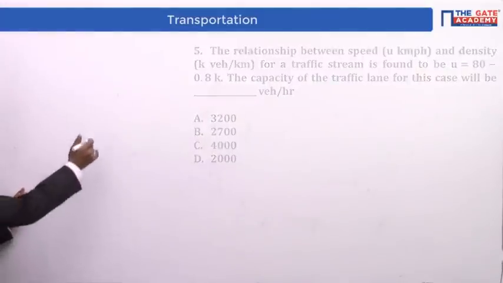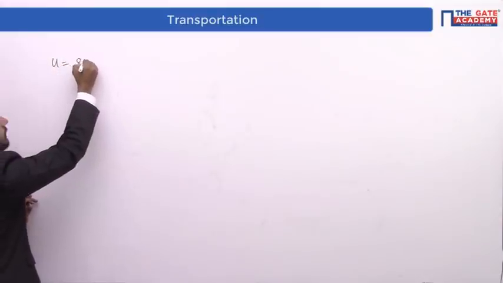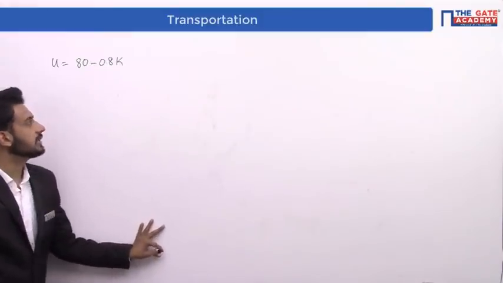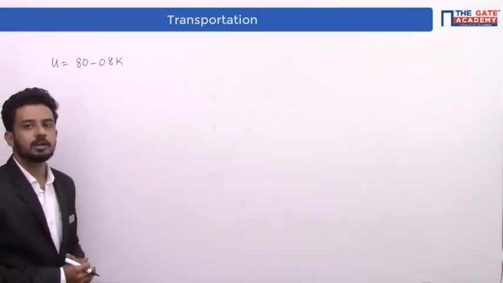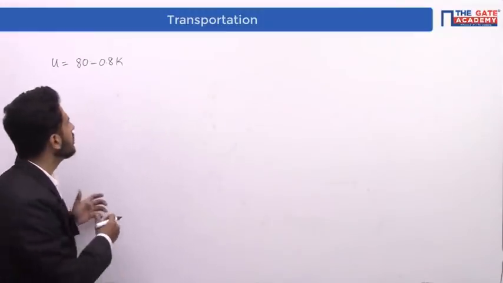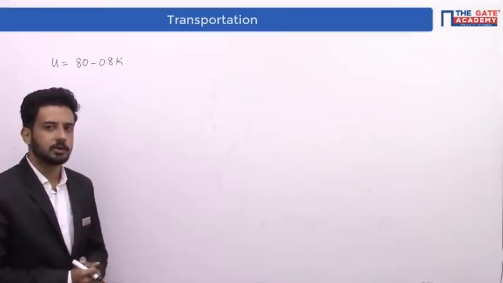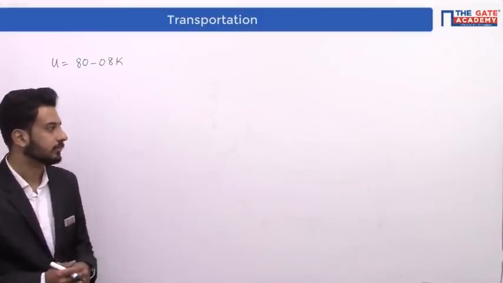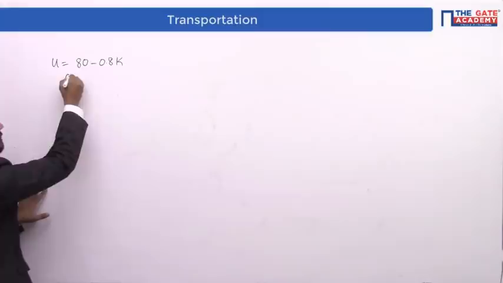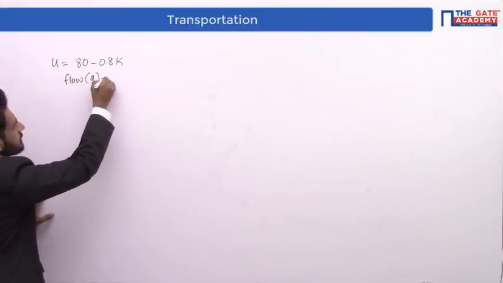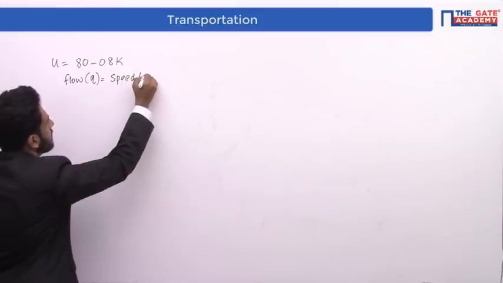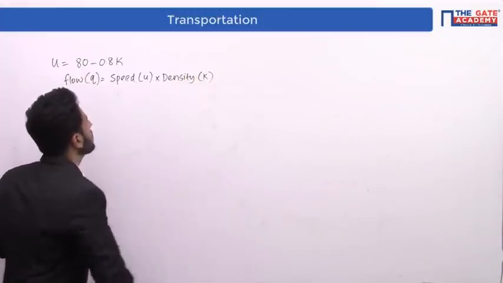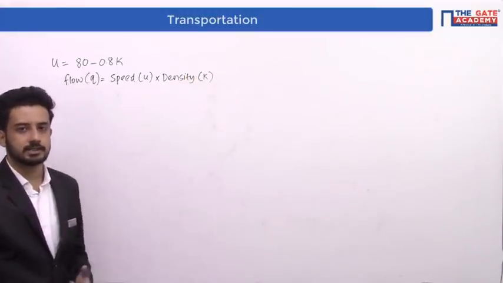Fine. So what they have given, u is equal to 80 minus 0.8 k. This is the given expression or relationship between u and k. Now we want to find out what is the maximum value of flow. Flow means vehicles per hour. So we know that flow, which is represented as q, is equal to speed into density.